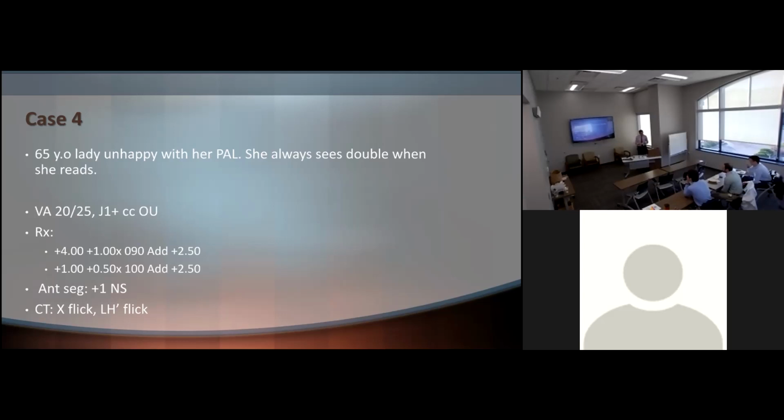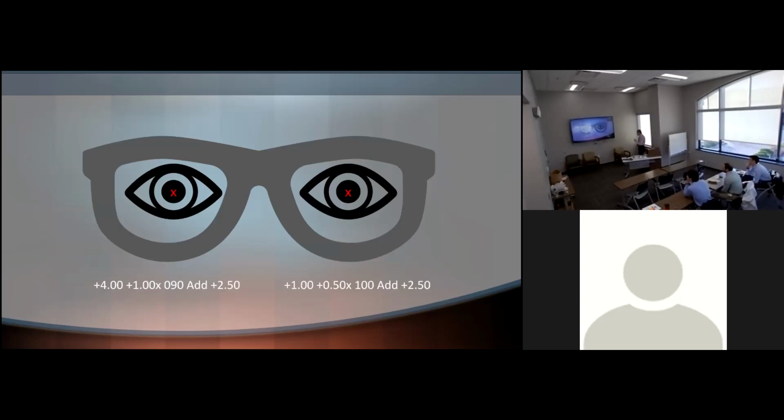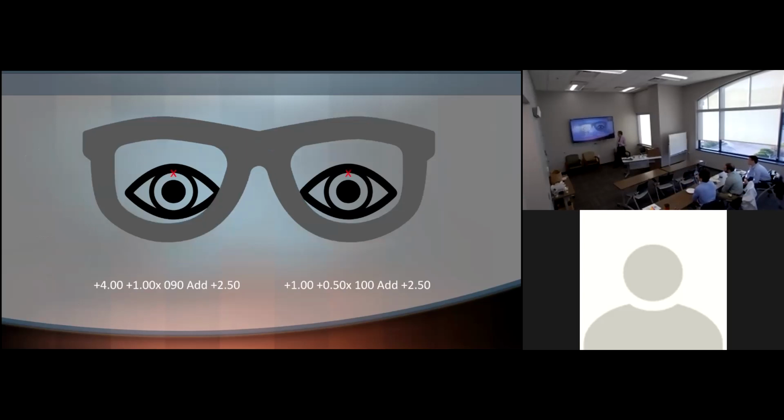She converges a bit for reading than the plus ones at the add. There's a prismatic effect induced when she looks down, induced by her anisometropia. So this is the patient looking through the optical center of the distance refraction, and this is her reflectors. But when she looks down, the story will be different.